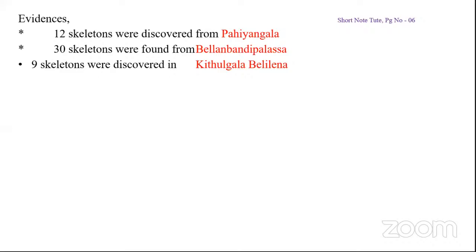If you can remember the number of skeletons that had been discovered from these regions, that's very good, because it is advantageous when writing answers. But if you can't remember the number of skeletons, at least remember the 3 places where you find the evidences about the burial methods: Pahiyankala, Bellanpally Palace, and Kitulgala Belilena.